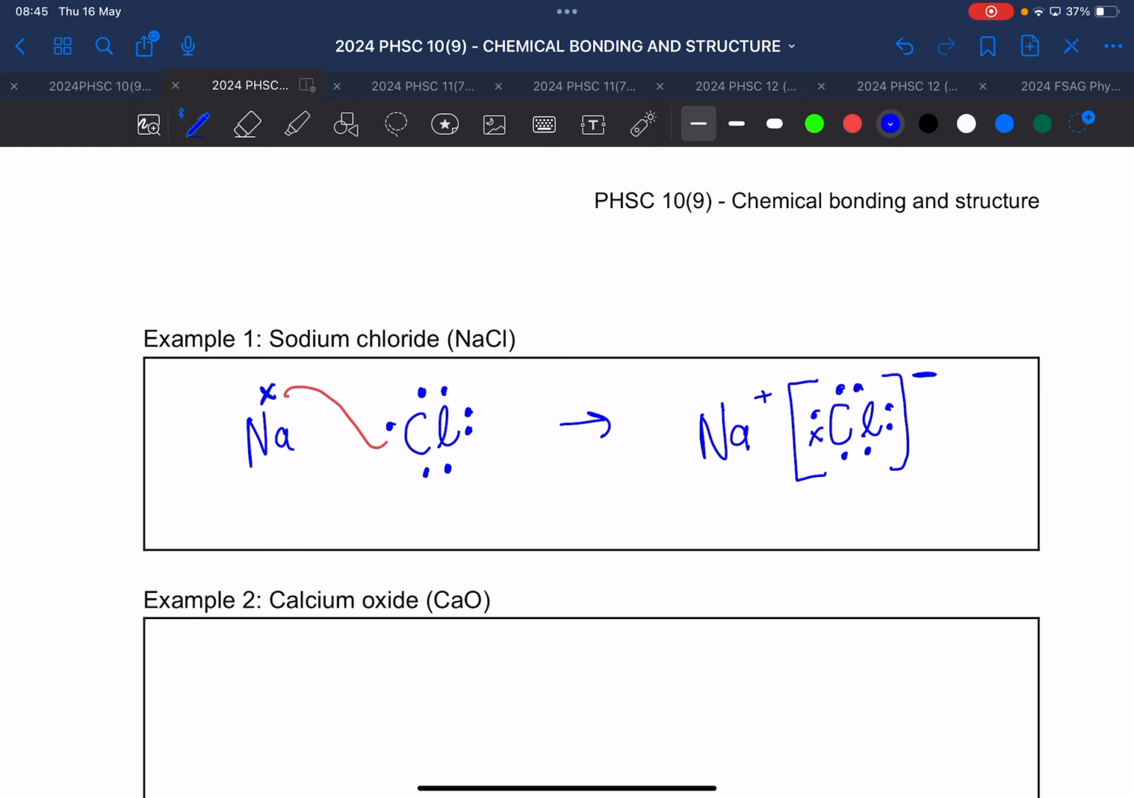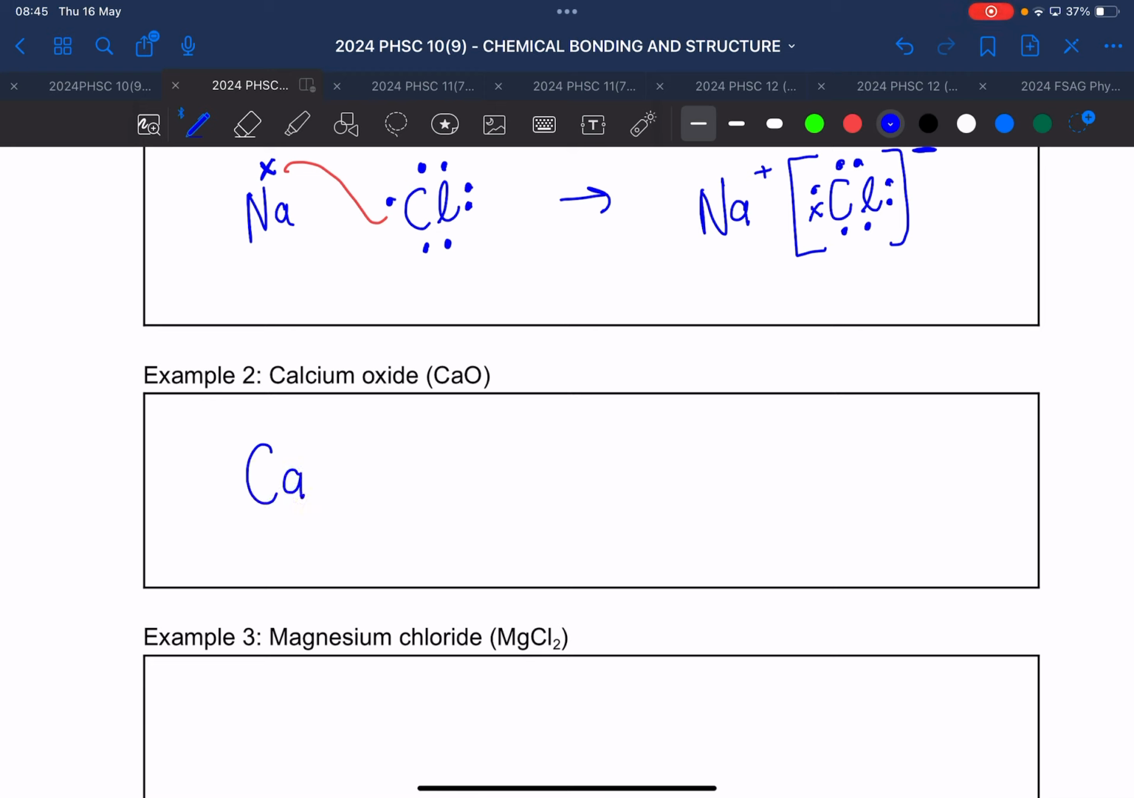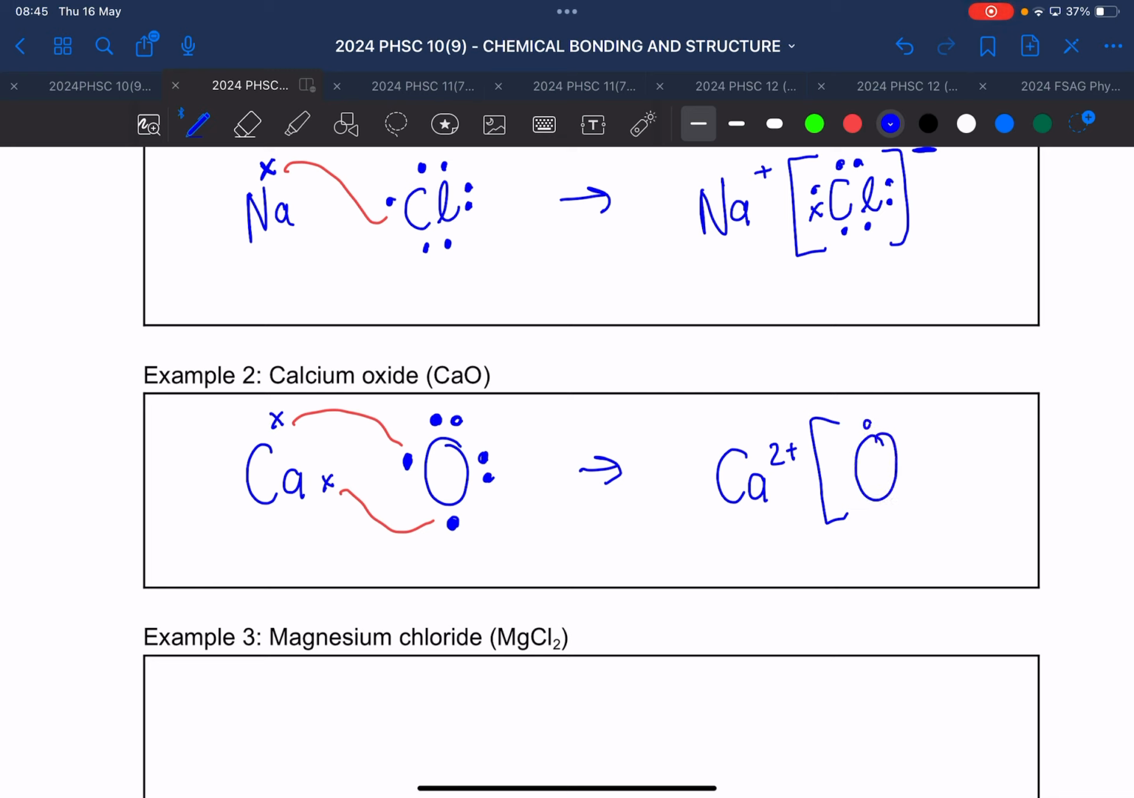Okay, so the next one is calcium oxide. We have calcium and oxygen. Calcium has how many valence electrons? 2. It is in group number 2. And then oxygen has how many? 6, because it is in group 16. So this will give us an ionic bond. We have calcium that lost the 2 valence electrons, so it forms a +2 ion. And then we have oxygen with all the electrons it had before, plus the 2 it gained from the calcium atom.